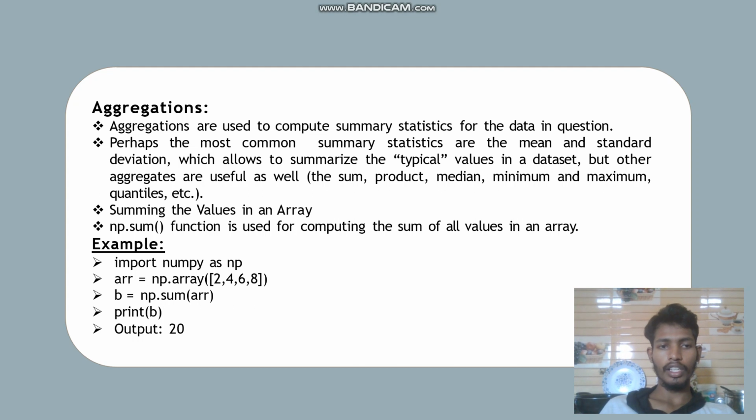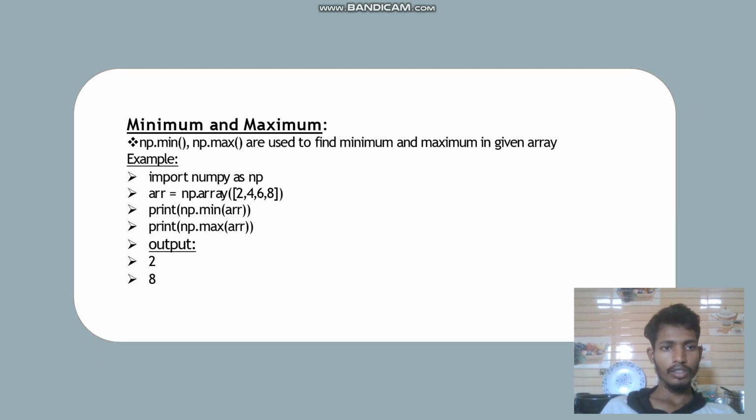Summing the values in an array. The np.sum function is used for computing the sum of all values in an array. For example, let us consider an example program. We are importing numpy as np and we are passing an array using np.array of 2, 4, 6, 8. b equals np.sum of array. Then the sum will be stored in b, and we will get the output as 20. This is the use of the sum function.